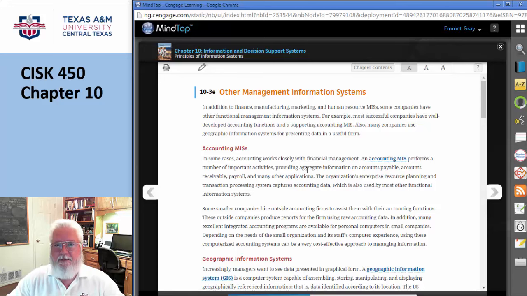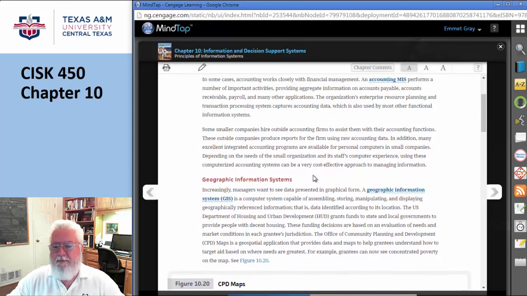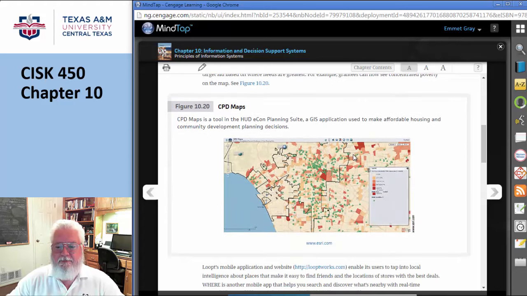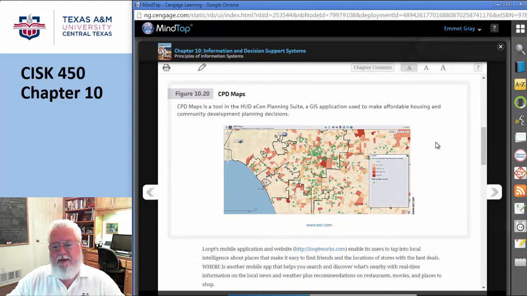geographic information systems, GISs. I was associated with an organization that put together one of the first ones of these. It was actually kind of cool. And the idea is an awful lot of your data is spatial. Not special, spatial.